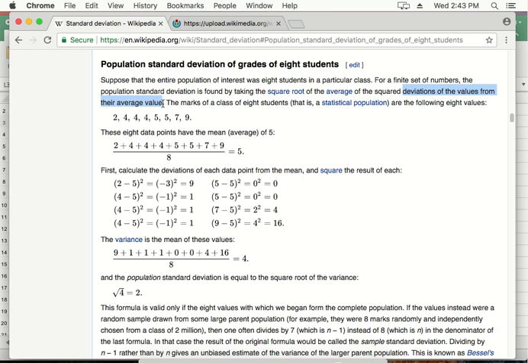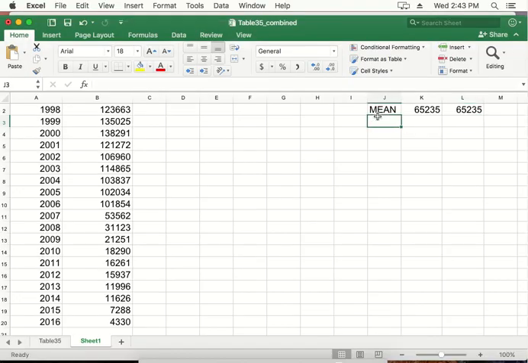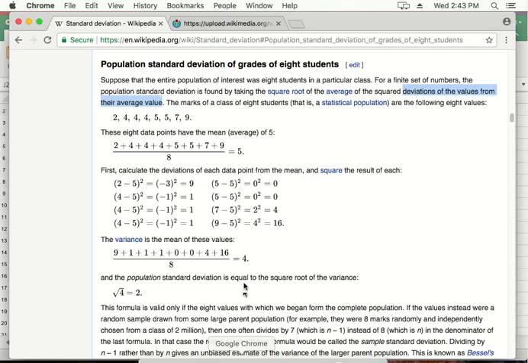Okay, so let's start substituting actual terms. What is the average value? Well, we know that the average value is otherwise known as the mean. We've already got the mean, so that's a good place for us to start. So now we're saying the deviation of the values, right? So that's the values in the data set, from their average value.